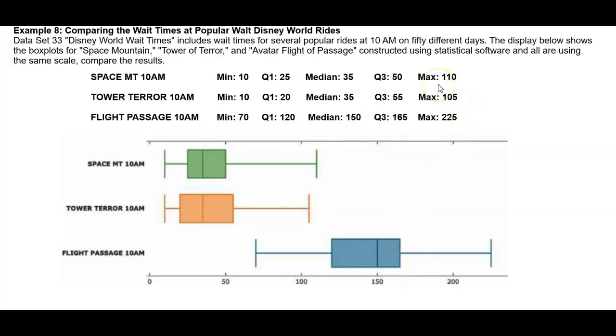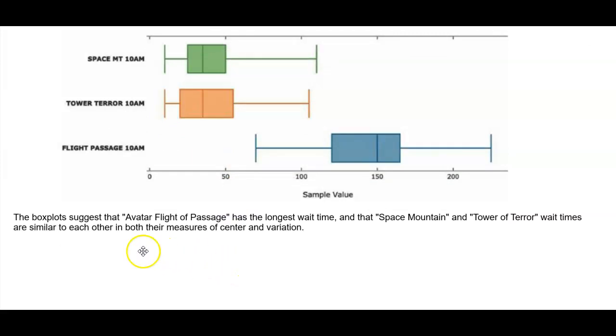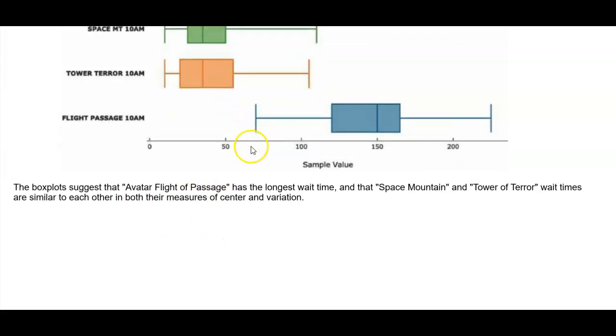Now the maximum value for Space Mountain is 110. The maximum value for Tower of Terror is 105. And the maximum value for Flight of Passage is 225. So now by looking at these box plots, we can say the following. The box plot suggests that Avatar Flight of Passage has the longest wait time, and the Space Mountain and Tower of Terror wait times are similar to each other in both their measures of center and variation. So it's very similar there.